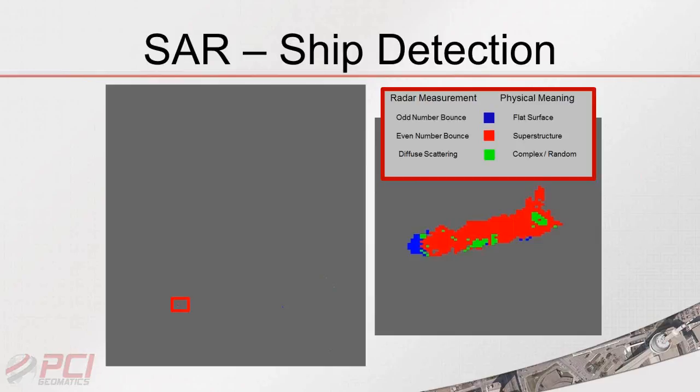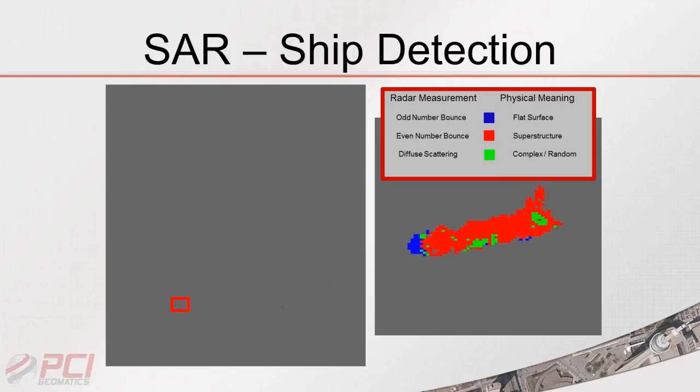Here we have a zoomed-in cargo ship that's quite big. I believe this is over 150 meters long, and we can perform a simple decomposition. I think in this case it's a Freeman-Durden decomposition with 3 classes. So we have odd number, even number, and diffuse scattering, and that can tell us something about the type of ship that we're looking at.